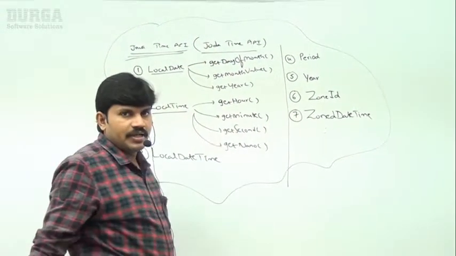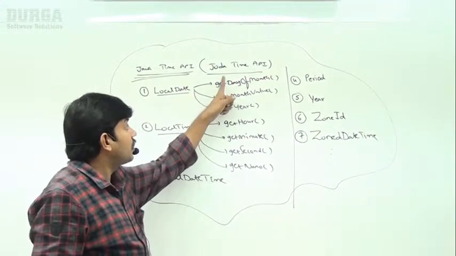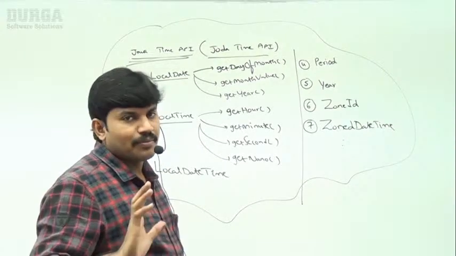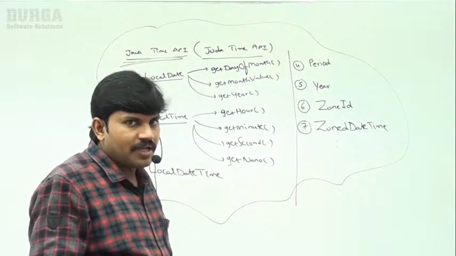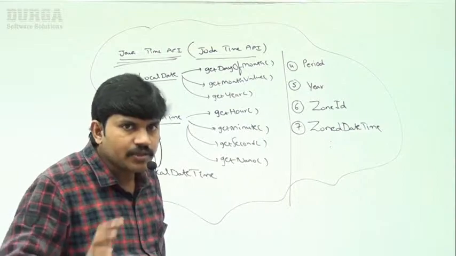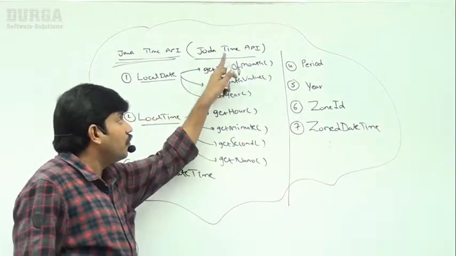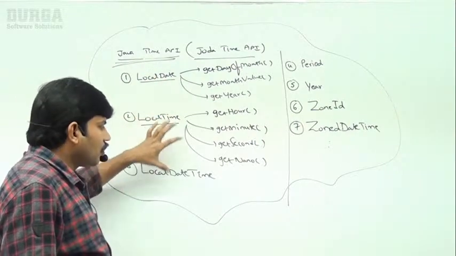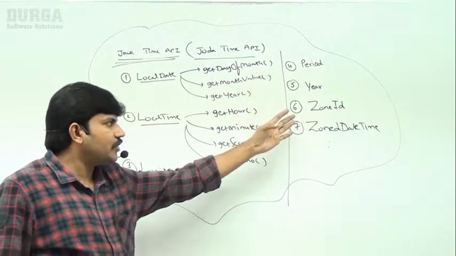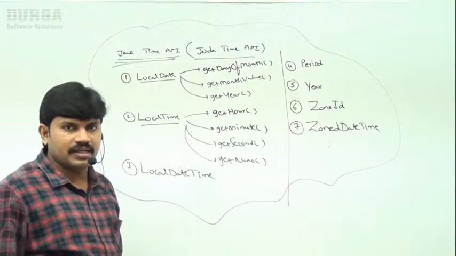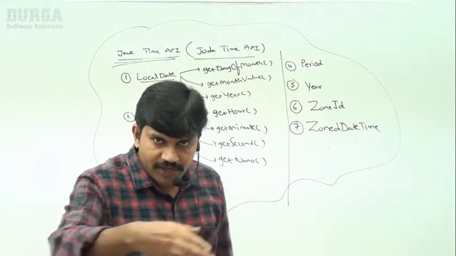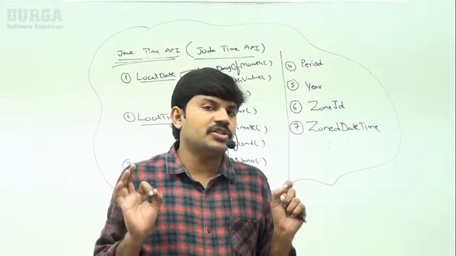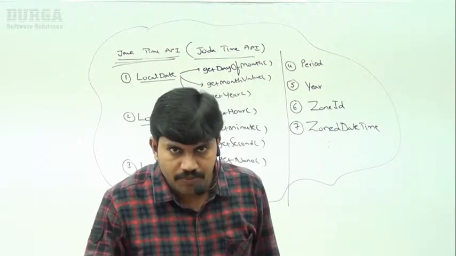Java Time API, which is also known as Joda Time API. Why the word Joda Time API? Because it is developed by Joda.org people. Important classes: LocalDate, LocalTime, LocalDateTime, Period, Year, ZoneId, and ZonedDateTime. Almost the last 5 videos, if you go through these 5 videos, then you will get much clarity on this concept. Are you able to understand, right?